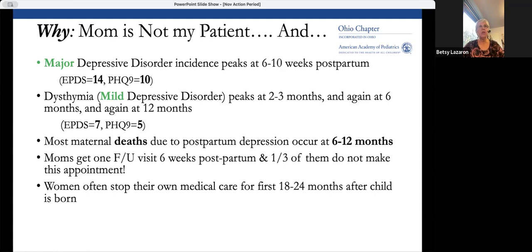Most maternal deaths, we're very attentive to postpartum depression for 6 weeks, but most maternal deaths due to postpartum depression occur at 6 to 12 months, not 6 weeks. And the mom really doesn't get to see their doctor after that 6-week postpartum check, and often puts off going to their doctor for up to 18 to 24 months after a child is born. Next slide.